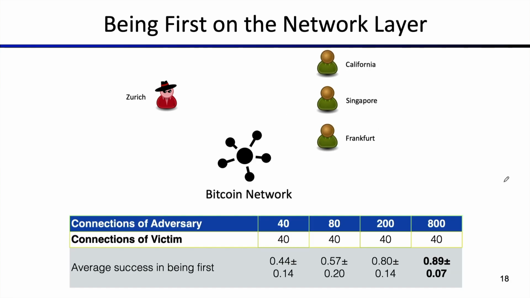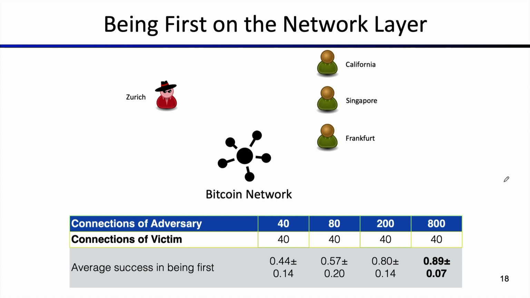So now, how likely can we be the first node on the network? I mean, what's the likelihood of achieving that at all? So what we've done is a little experiment. We've spun up a node in Zurich that is highly connected, specifically to the Bitcoin network, and then also to our victim nodes in California, Singapore, and Frankfurt.